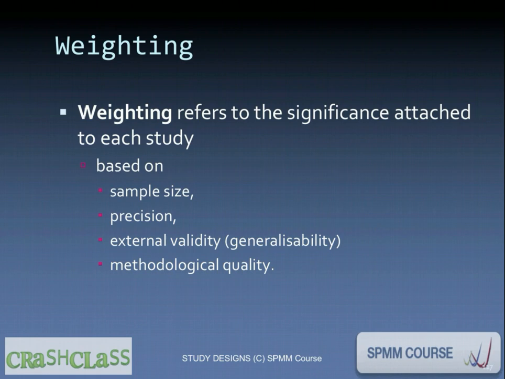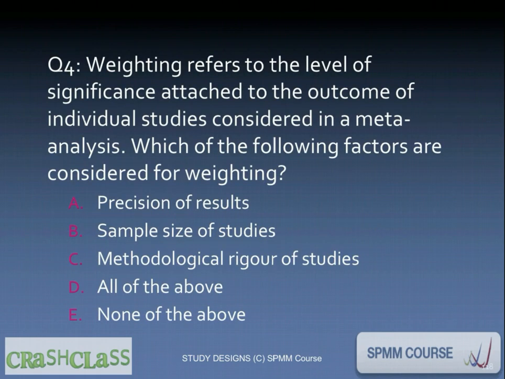Now, this is not all hard and fast. As a researcher who is doing a meta-analysis, you can set a priori, before you begin the study, what the different parameters are that you're going to reward by doing weighting. So you may want to choose sample size if that's what is important for your own question, or you might want to choose the pragmatic nature of a trial, external validity, if that's what is important for your question. Different researchers choose different things, but the most common item chosen is sample size. Okay, so weighting refers to the level of significance attached to the outcome of individual studies considered in a meta-analysis.